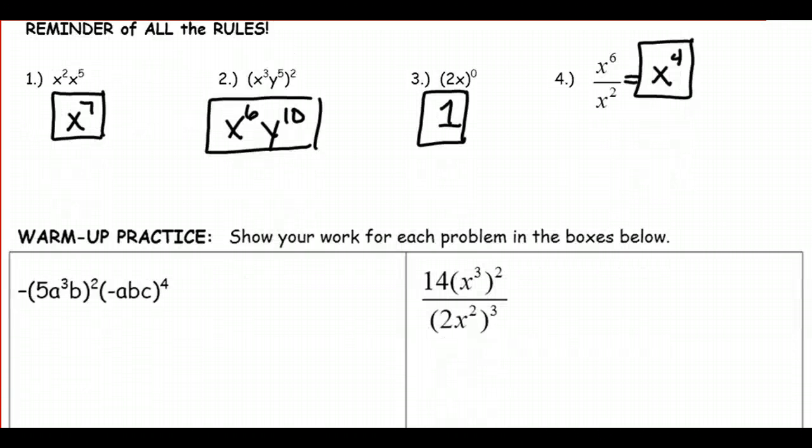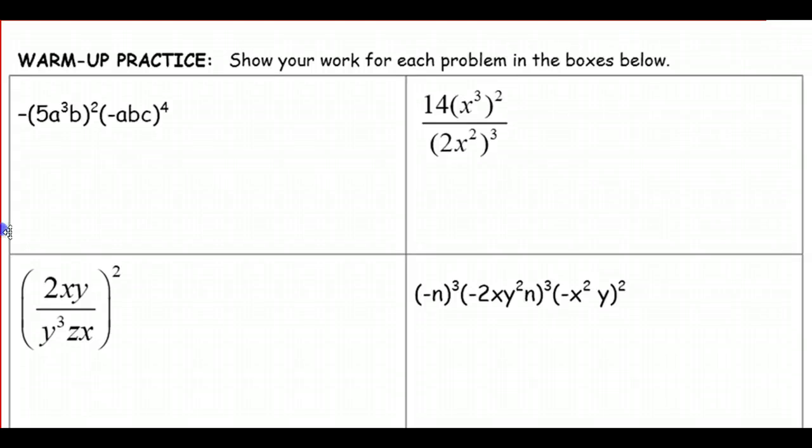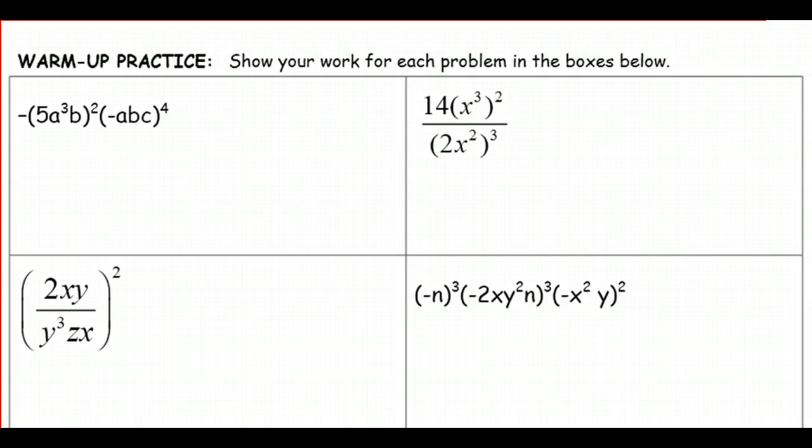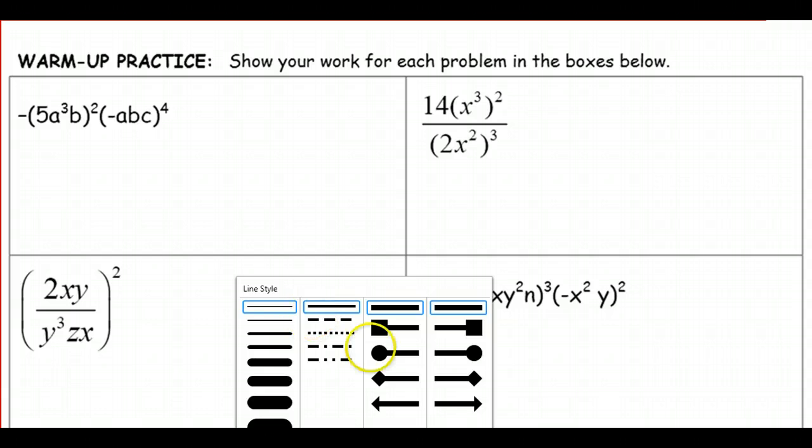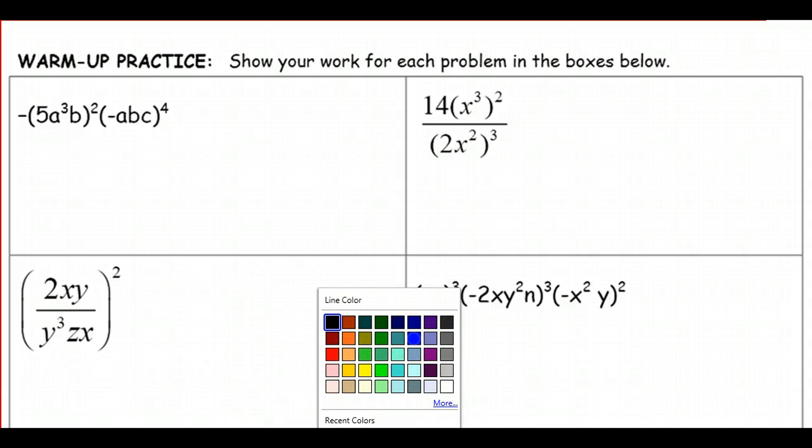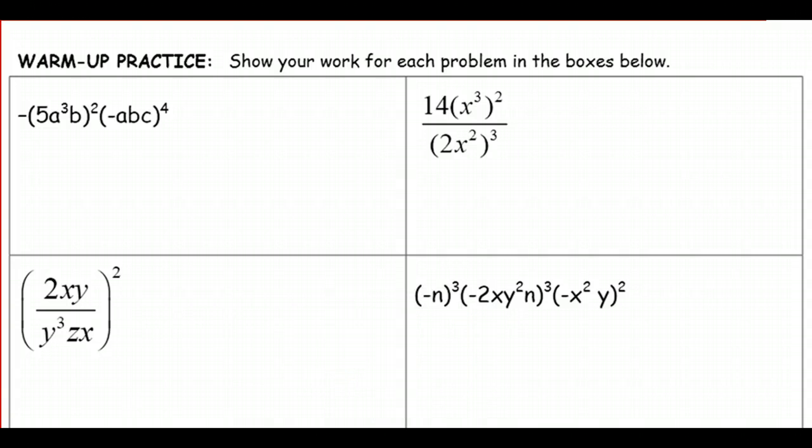Alright, if we look at these 4 problems below, they're combining all of the rules we've learned so far. So let's go ahead and walk through them for practice. Alright, in the first one, the first thing you'd want to do is distribute your exponents. So we're going to get a negative 5 squared, a to the 6th, b squared, and then I'm going to distribute in my 4.